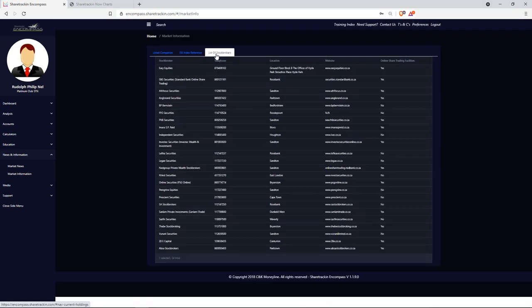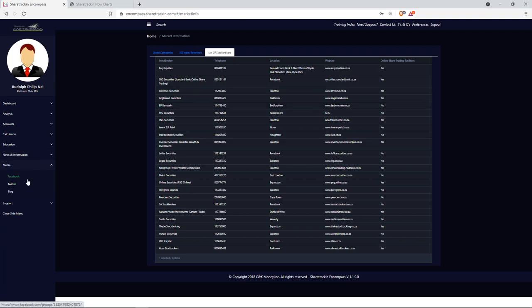Then your list of stockbrokers. This is the list of stockbrokers that you can go and register for. If you want to open an online share trading account, then you need to go to the list of stockbrokers, click on the link, and then it will take you to the website where you fill in the forms to register for the online share trading account. Also just note, for the online share trading facilities, if it says yes, then you've got online share trading facilities to use. If it says no, then you obviously don't have online share trading facilities to use.